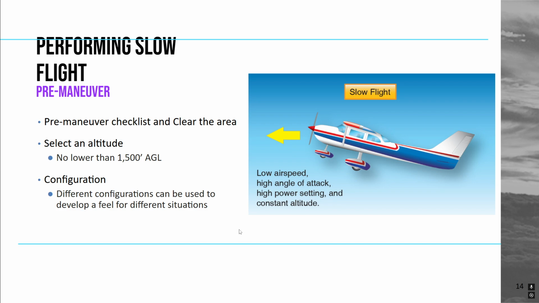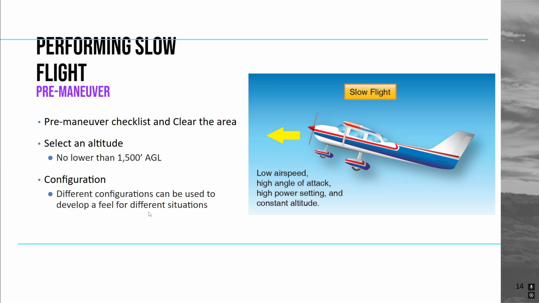And just scanning inside. If you see your airspeed's getting low or getting high, make a change, then get your eyes back outside. So pre-maneuver, we'll do our pre-maneuver checklist, doing a clearing turn, making a radio call, setting up the airplane, or briefing how we're going to set up the airplane, and then talking through the procedure we'll follow in case of an emergency. We'll pick an altitude no lower than 1,500 feet AGL, and we're going to configure.